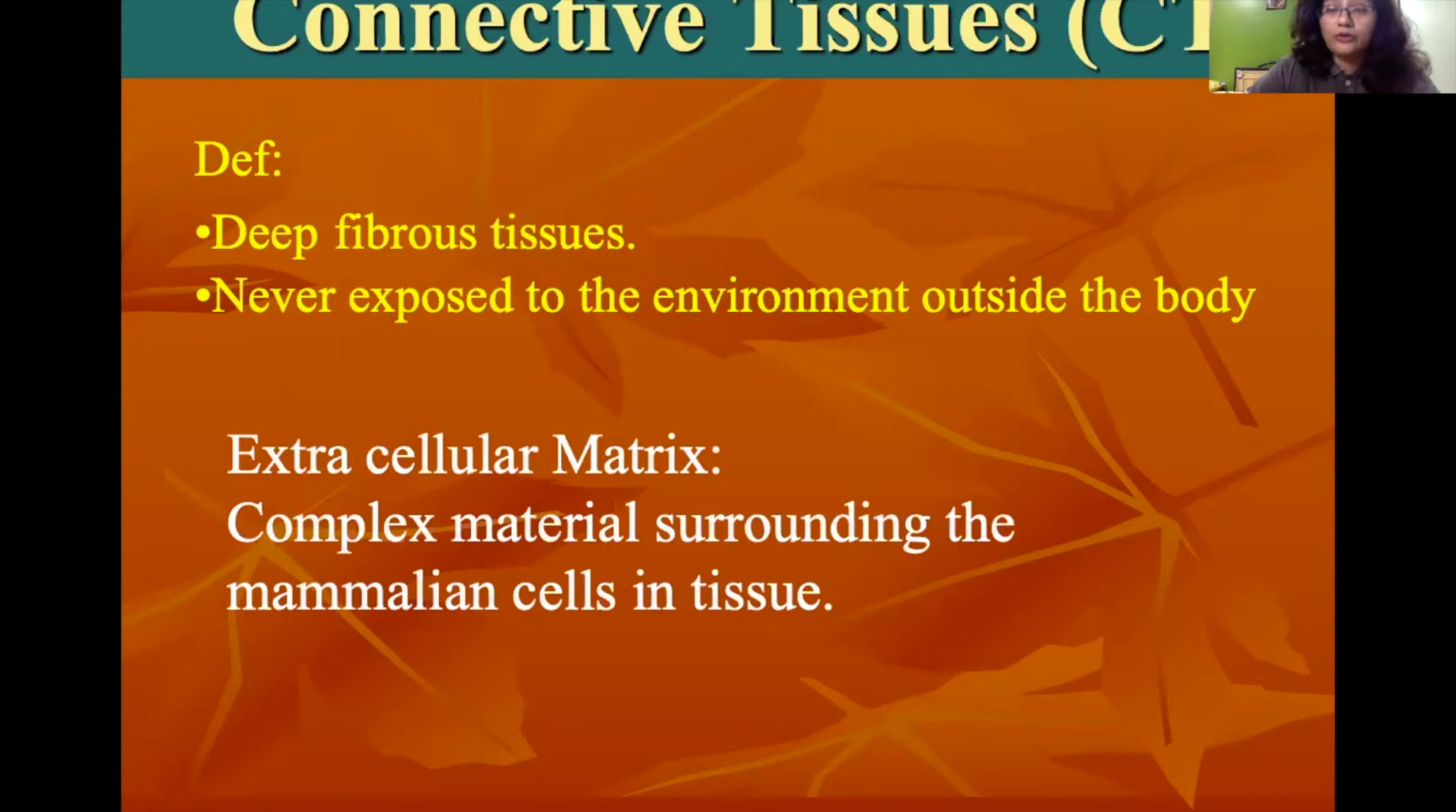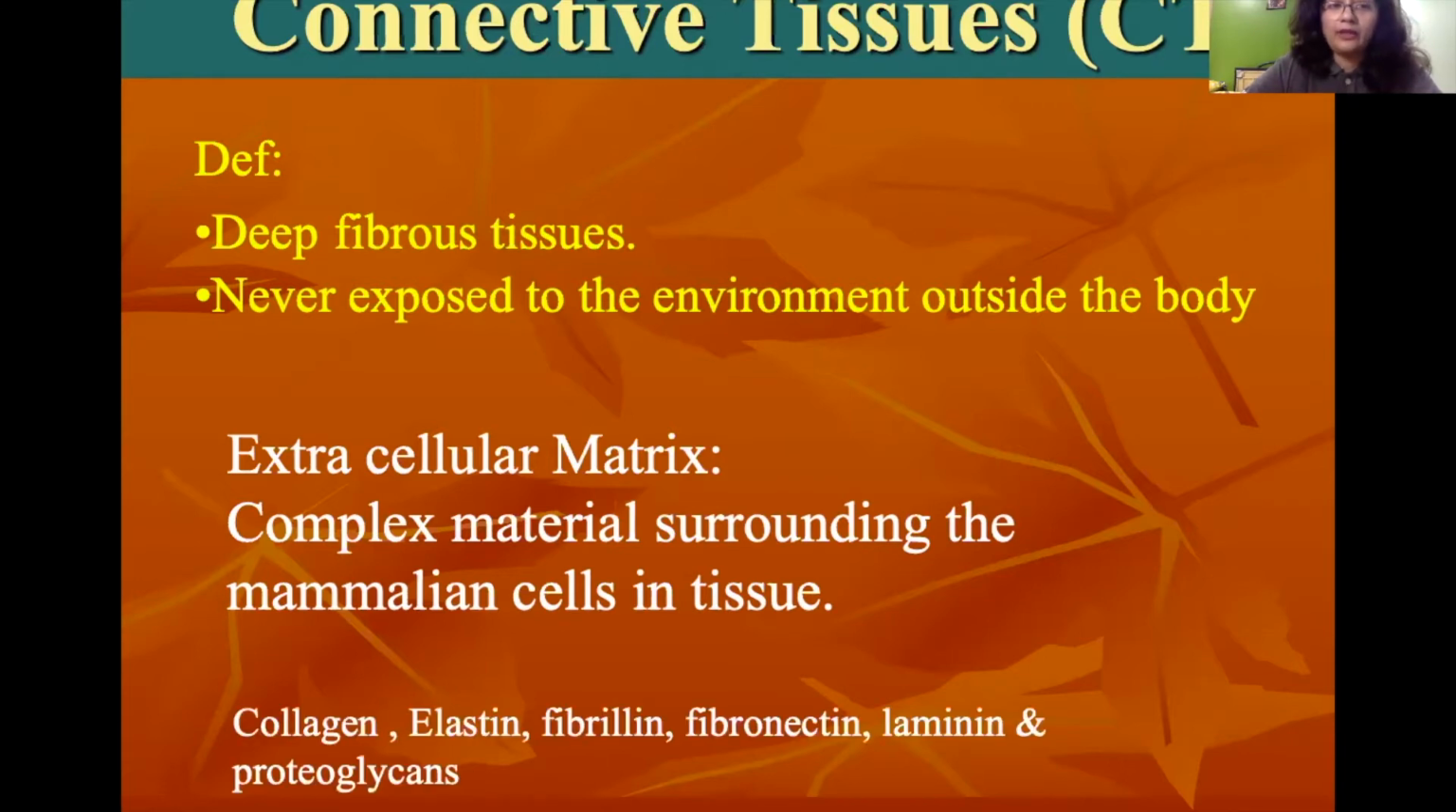Now, as we all know, what is the extracellular matrix? It is a complex material surrounding the mammalian cells in the tissue, and this material gives support and maintains the framework of the tissue. Examples of connective tissue components are collagen, elastin, fibrillin, fibronectin, laminin, and proteoglycan. But today we are going to emphasize collagen.